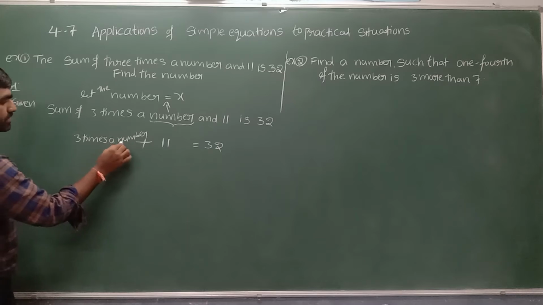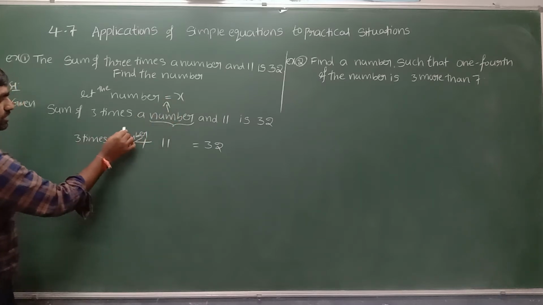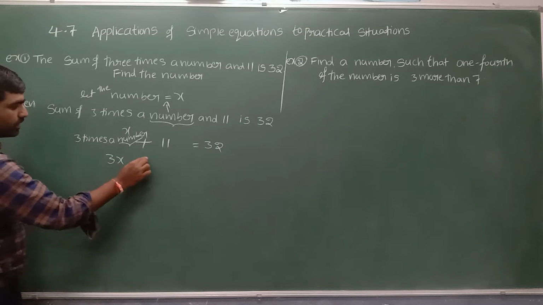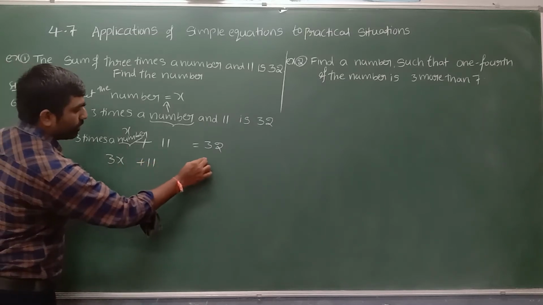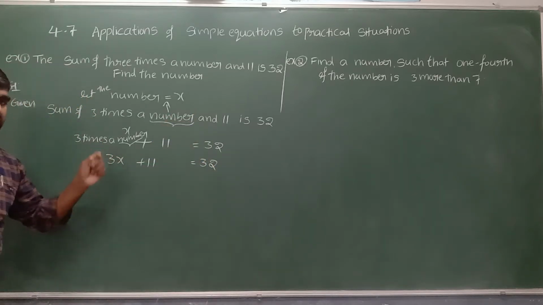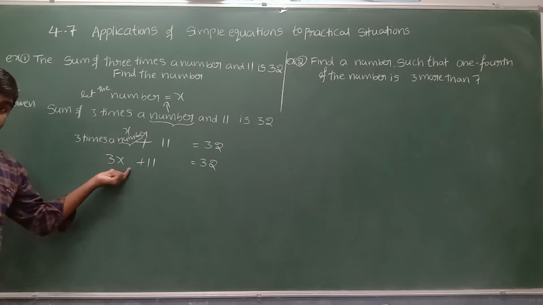See, what is the number actually? The number is x. 3 times x is 3 into x, or 3x, plus 11 is equal to 32. Yes, we got the simple equation. It has only one variable whose power is 1, so it is called a simple equation.